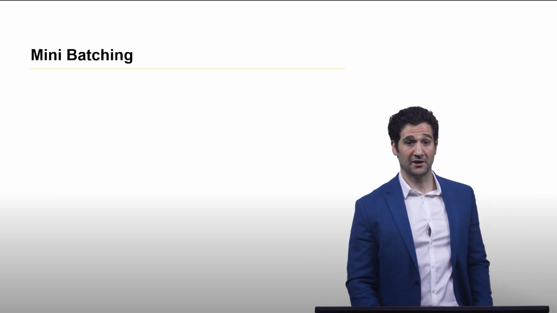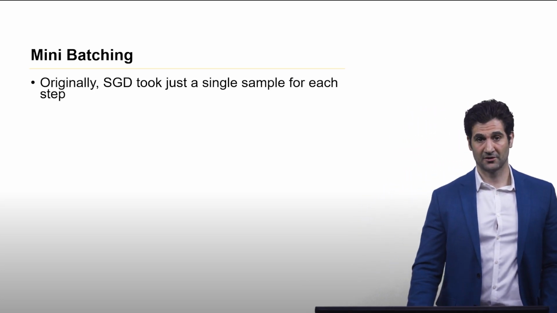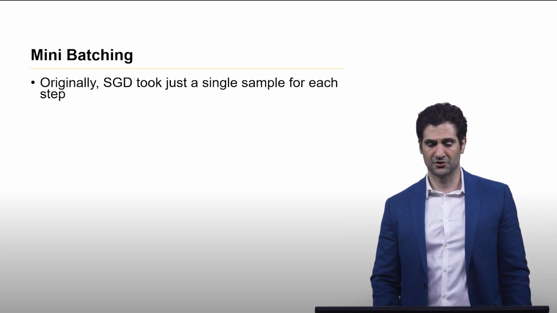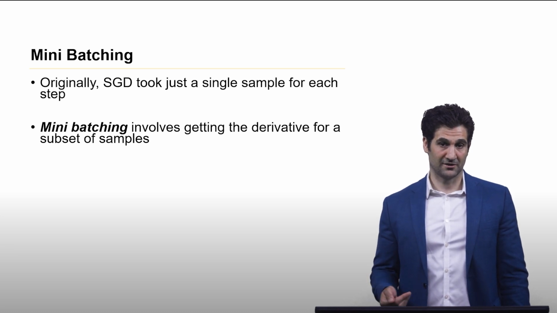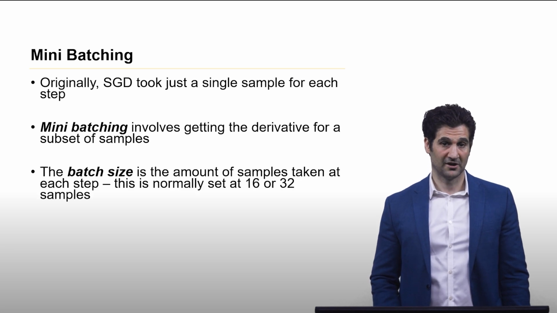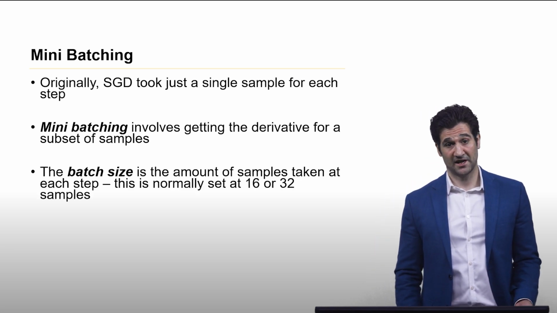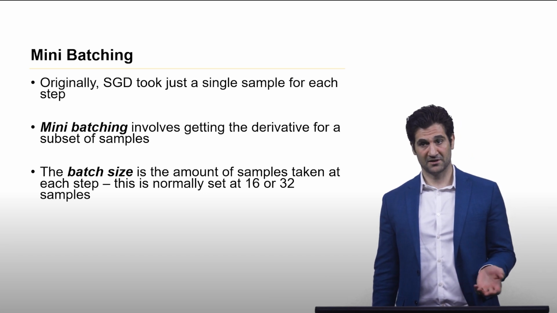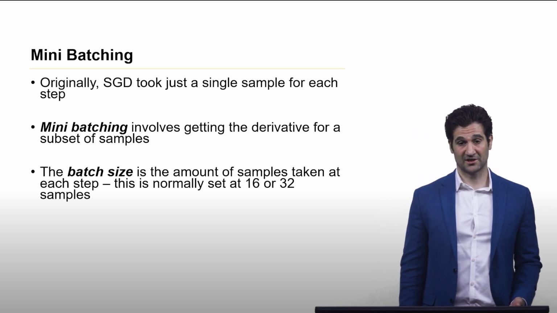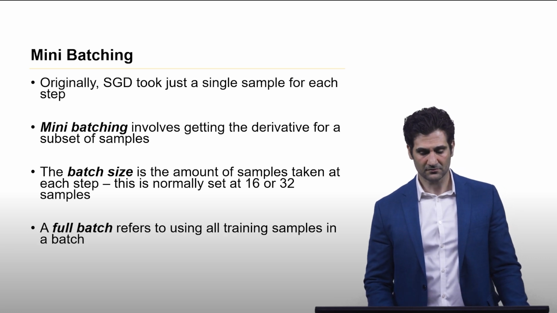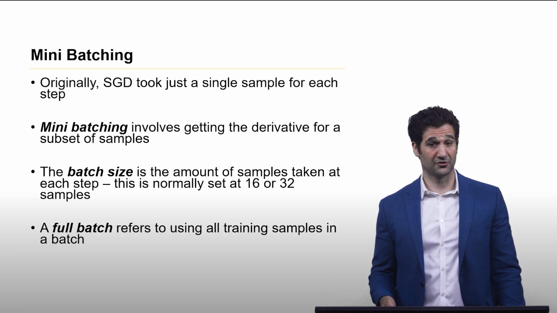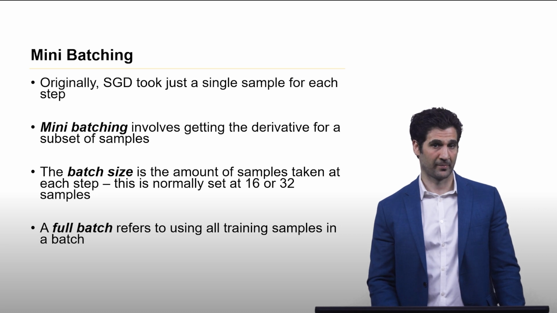That leads to mini batching. With mini batching, as opposed to just taking a single sample, we're going to get the derivative based on a subset of samples. This is what's called a batch size, which tells you how many samples to take, and normally this is set to something like 16 or 32 samples. Full batch refers to using all training samples in a single batch.